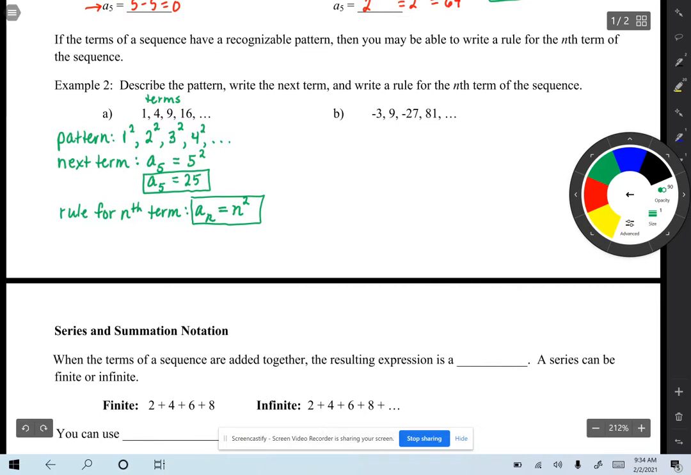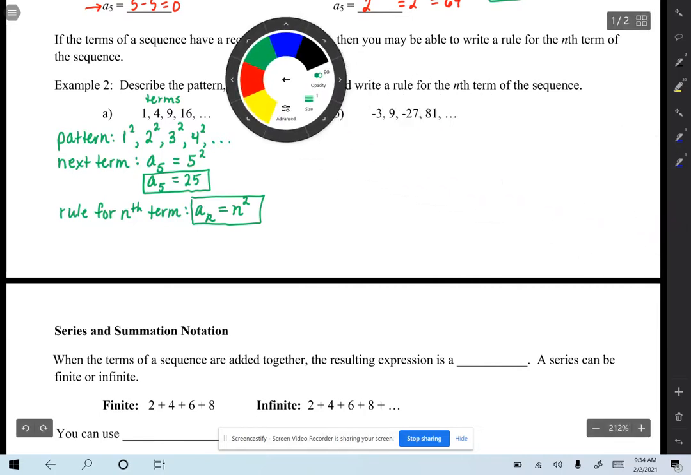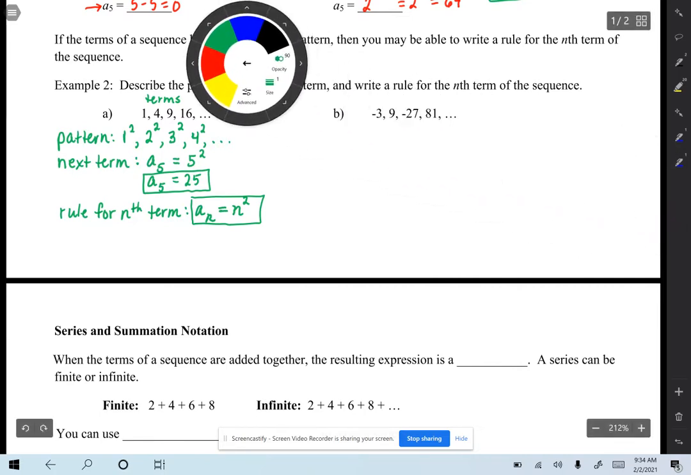Okay, now let's take a look at example B. So we have -3, 9, -27, 81. This one's a little easier to recognize. You see that every other term changes sign. So you have a negative number, then a positive, then a negative, then a positive. So you can tell that signs are changing. So there's going to be a multiplication.